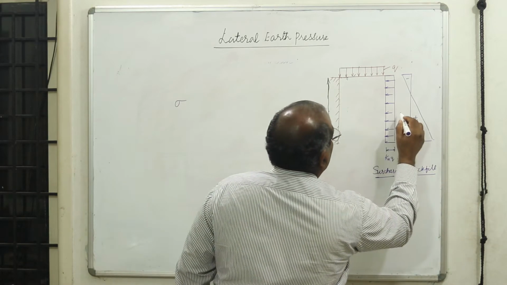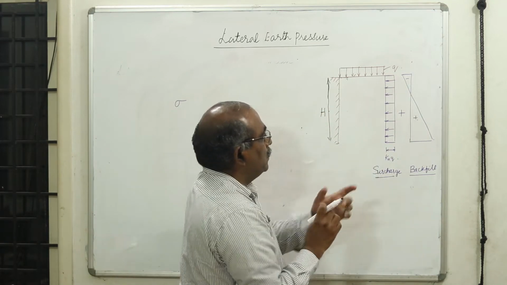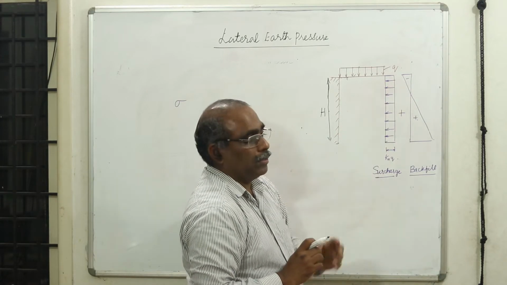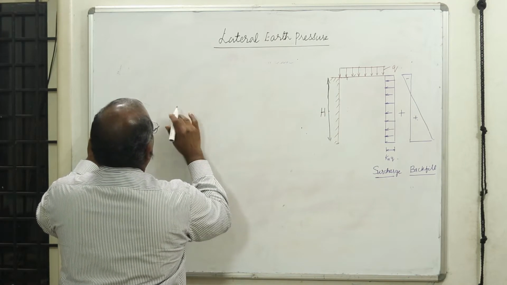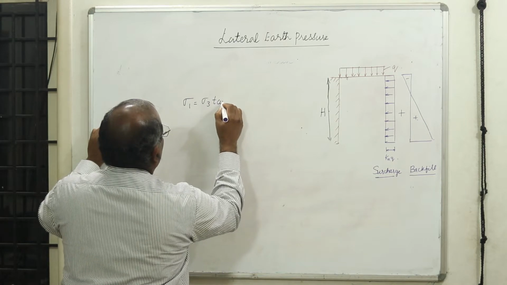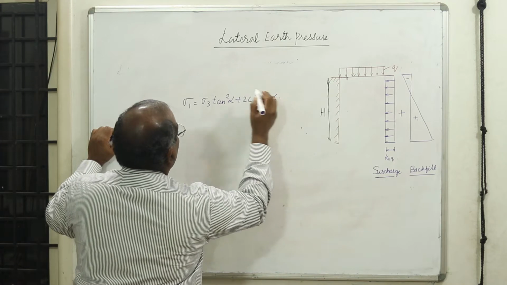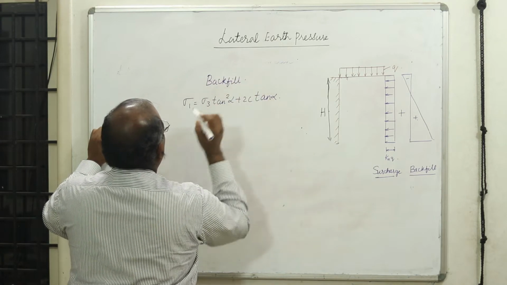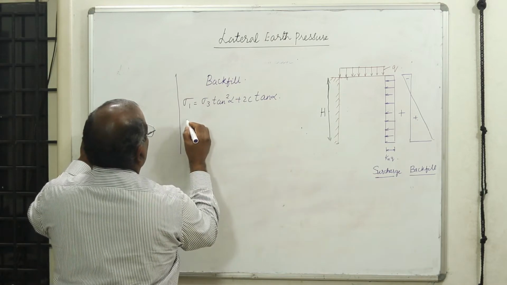Now I need to take the summation of these two and get it. Now it depends upon this value. When I sum up, I will not know how the pressure distribution is going to come, but I can write it analytically. Now I know sigma 1 is equal to sigma 3 tan square alpha plus 2c tan alpha. Now this is for the backfill. Now what is sigma 1?